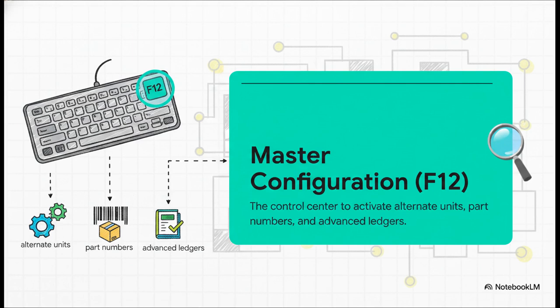The crucial thing to remember here is that pressing F12 essentially acts as your primary toolkit. If you don't tell Tally in the F12 master configuration that you want to use, say, alternate units for your stock items, or that you want to provide part numbers, well, those fields simply won't appear on your screen later on. You have to activate them right here first to capture that vital information.